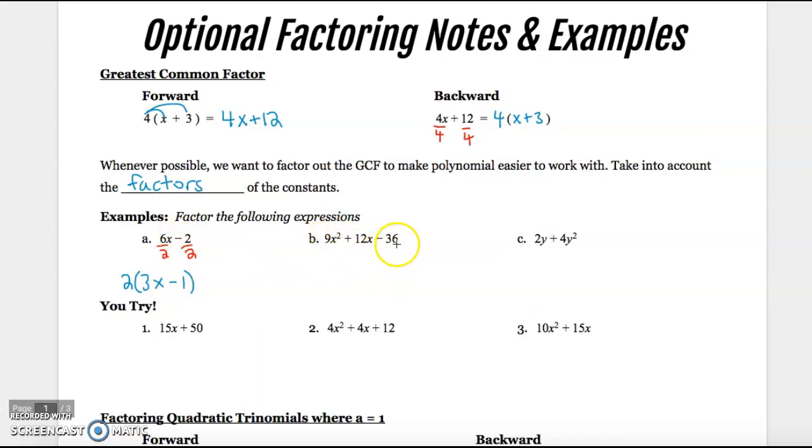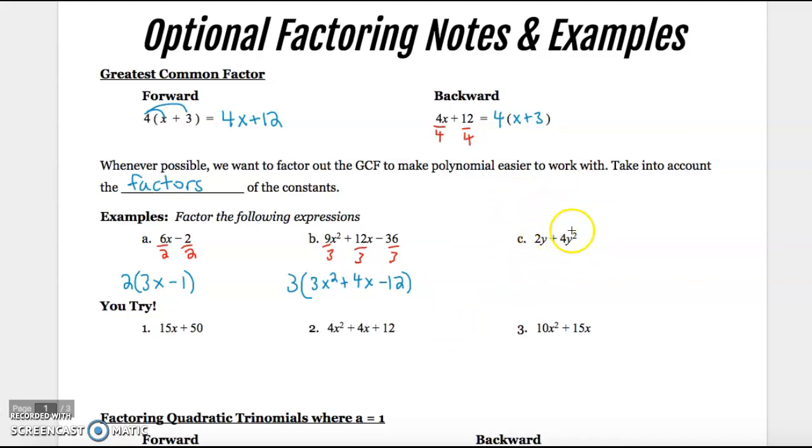All right, in the second example, 9x squared plus 12x minus 36, I think these are all divisible by 3, so I'm going to go ahead and pull out a 3. And to figure out what's left over, we treat it as dividing the terms by 3. So then 9x squared divided by 3 is 3x squared. 12x divided by 3 is 4x. Negative 36 divided by 3 is negative 12.